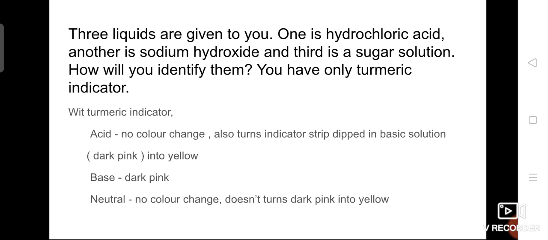But acid and base both are colorless. There is no color change observed. So how will you identify? How will you justify which one is acid and which one is a neutral solution? So now what do we have to do?